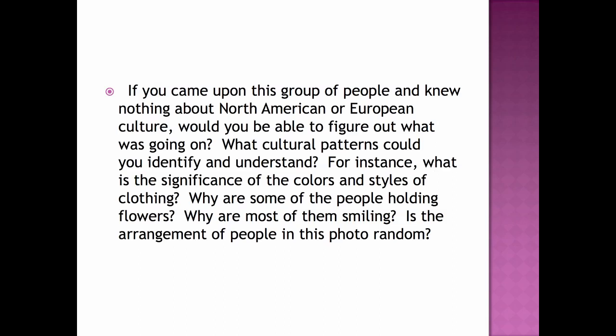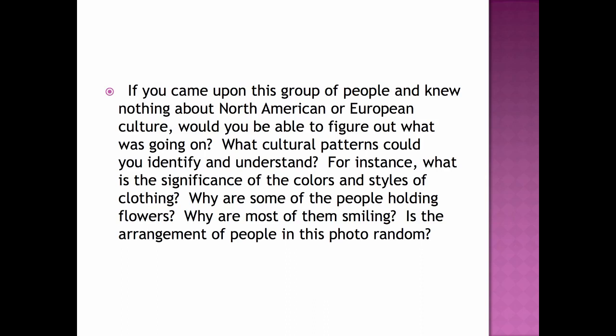So here are a few questions that normally would come up. If you came upon this group of people and knew nothing about North American or European culture, would you be able to figure out what was going on? Obviously, we in a way found that out. It was a wedding. And what cultural patterns should you identify and understand? We saw the dresses. Obviously, they're all smiling, so it's some sort of nice positive ceremony, and they had this arrangement among them and so on.